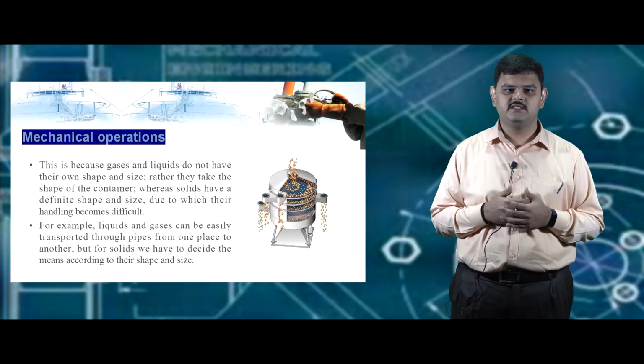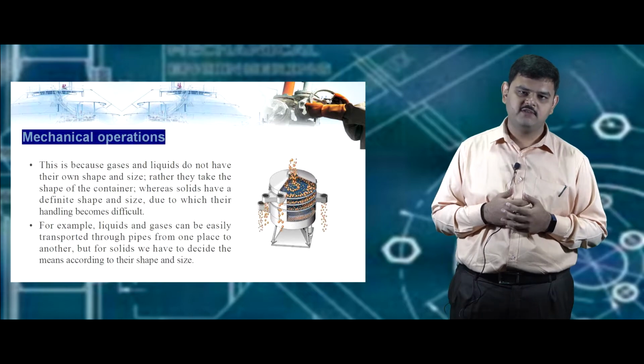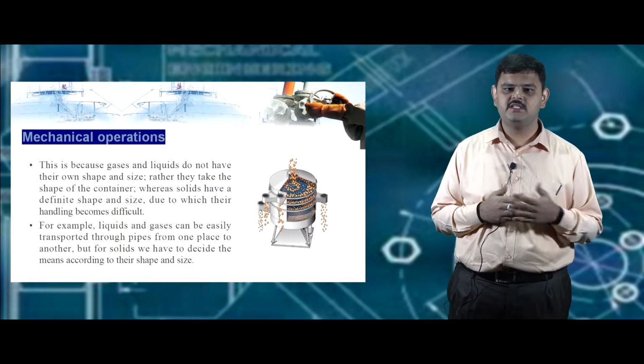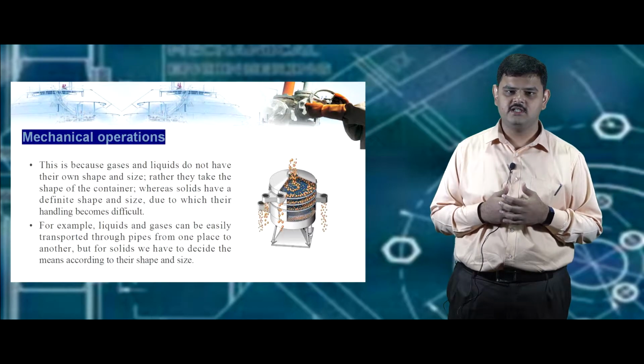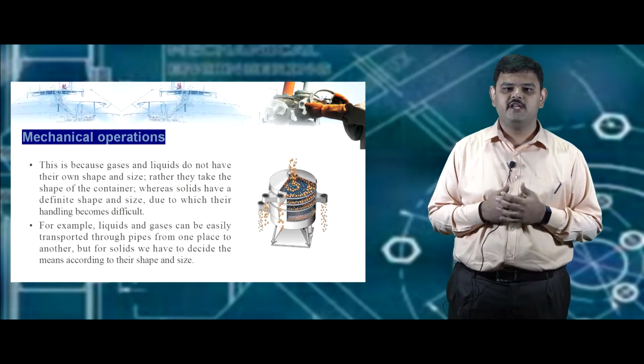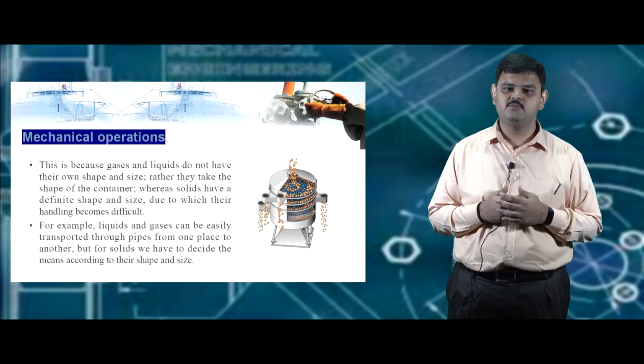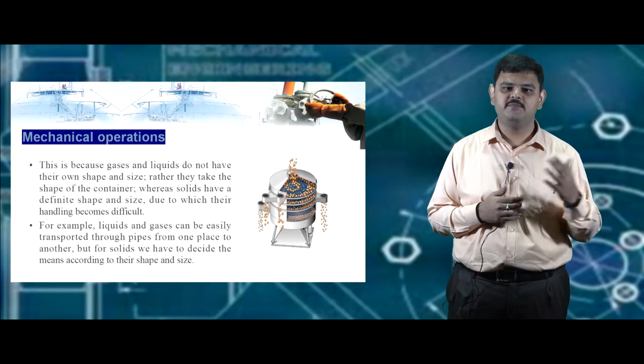The liquids and gases occupy the shape and size of their containers. They don't have their own shape and size and can be easily transported from one place to another. For example, liquids and gases can be transported from one place to another through pipelines, but we have to decide the means for the solids based on their shape and size.